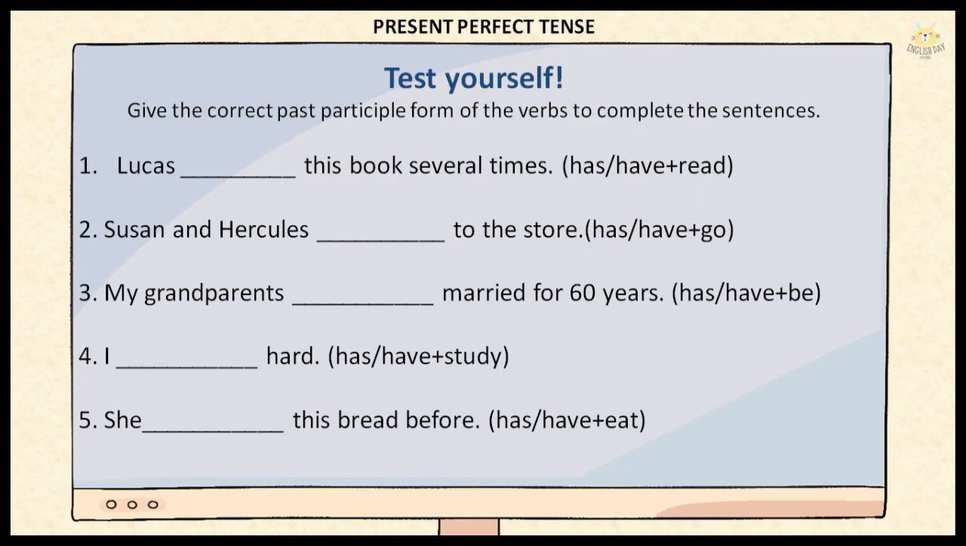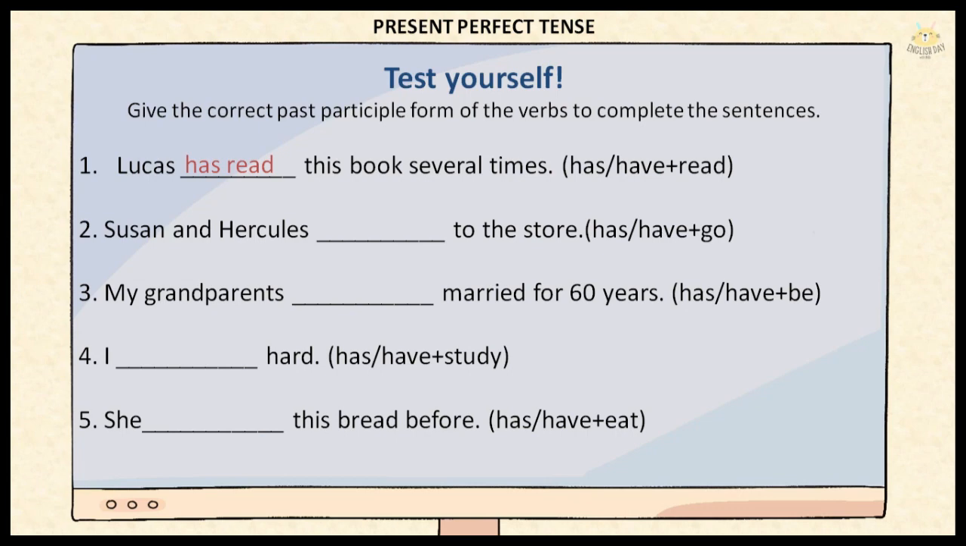Now let's have a short exercise. Please give the correct past participle form of the verbs to complete the sentences. Let's have the first one. Lucas blank this book several times. If you answered has read, then you are correct. Lucas is only singular, only one, that's why we use has. And the past participle form of read is read. The spelling is the same, only the pronunciation changed. So Lucas has read this book several times.